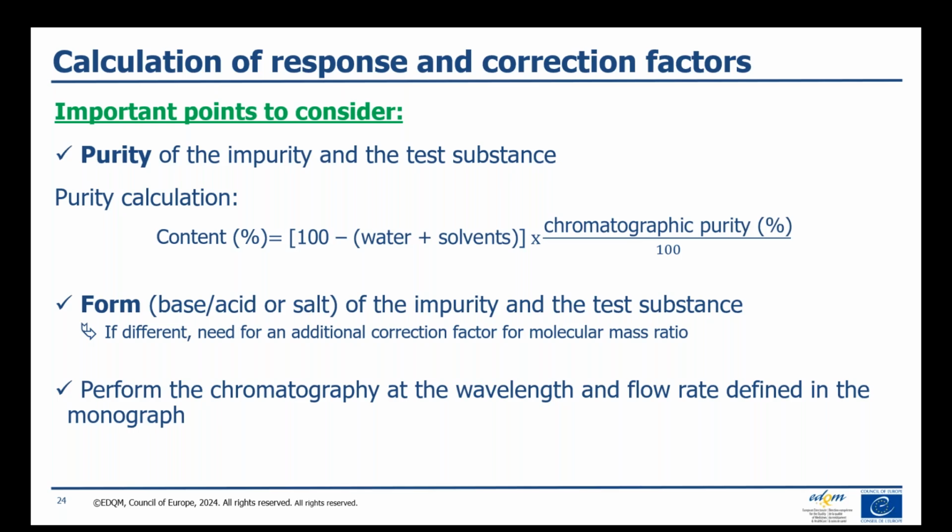Something also important is to check the form of the impurity and of the test substance, because this can have an impact also, especially when it is a big salt. For example, if we have a monograph on sorafenib, and we don't consider the salt of the impurity and of the substance, we can end up with a big difference in the responses also. And of course, when we determine the correction factors, it is important to carry out the method at the wavelength and also at the flow rate which is defined in the monograph.